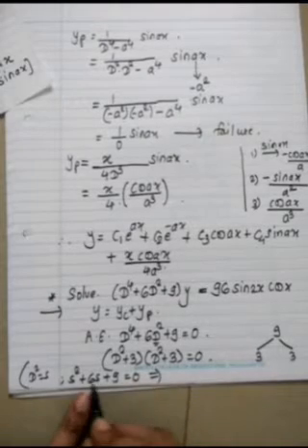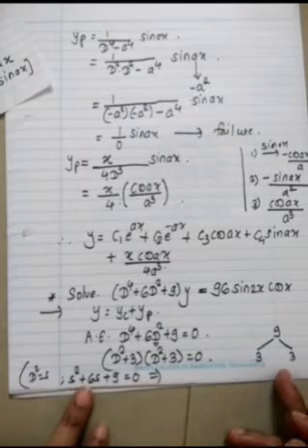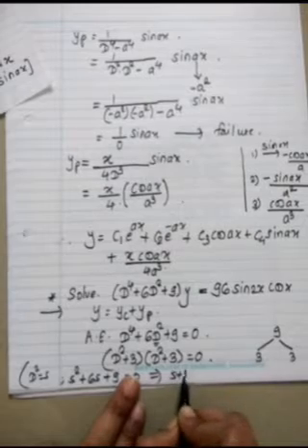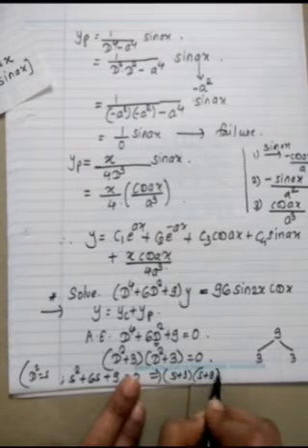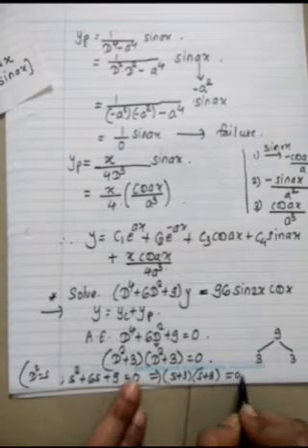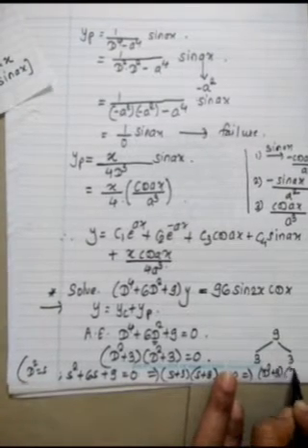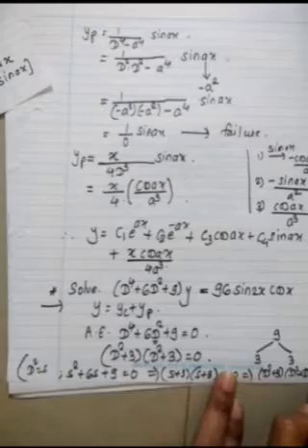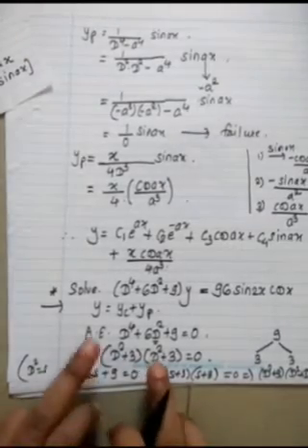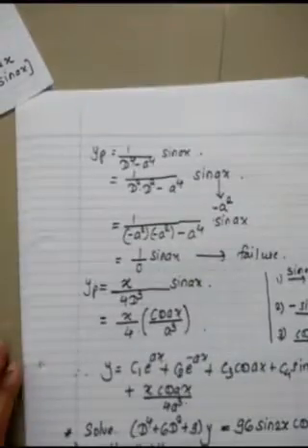9 and 6, similar way, 9 and 6. So it is s plus 3, s plus 3. But what is s? s is d square. So d square plus 3 into d square plus 3 is equal to 0. These are the factors.